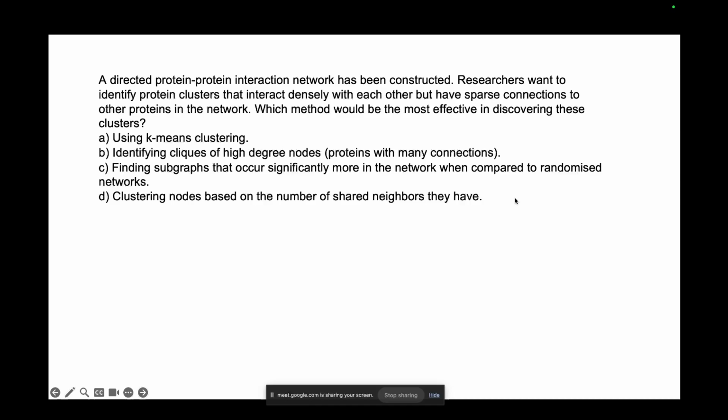Okay, the question is that a directed protein-protein network has been constructed, and we want to identify protein clusters that interact densely with each other but have sparse connections to other proteins. This is the definition of a community, right? Which method would be most effective? Basically finding subgraphs that occur significantly more in the network when compared to a randomized network. So network motifs or a community inside a network, this is how it is defined. You have a set of nodes inside the network which are highly connected to each other and much less connected to other nodes of the network. So that is how it is defined.